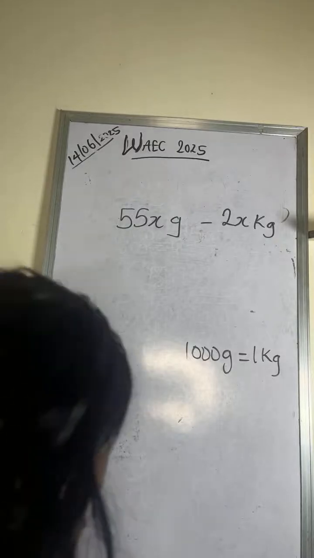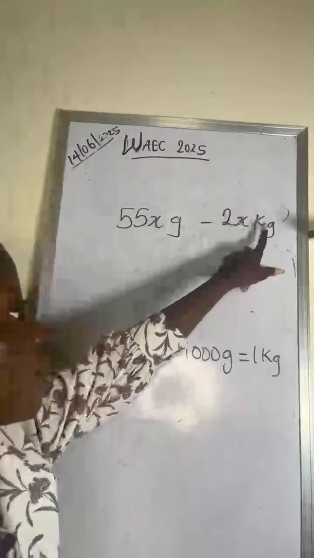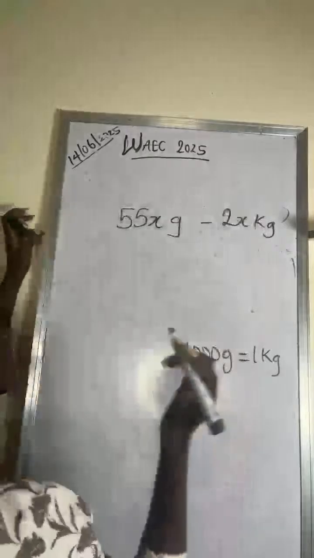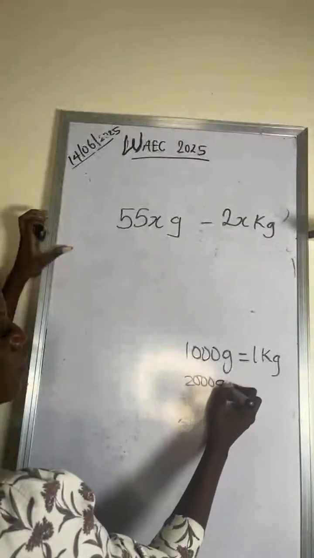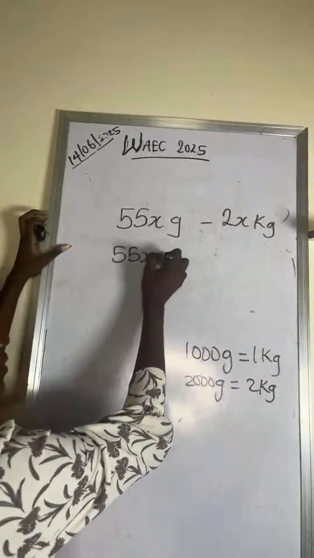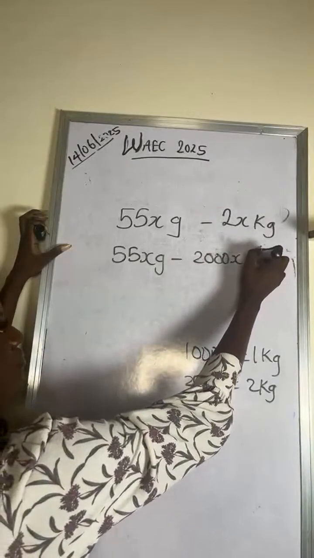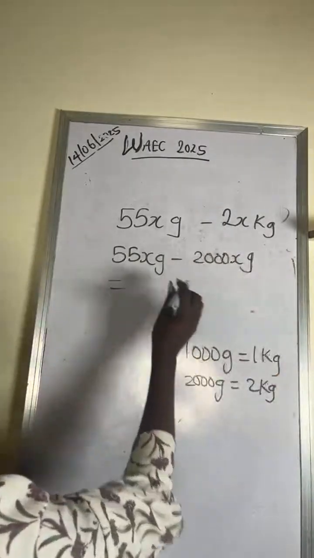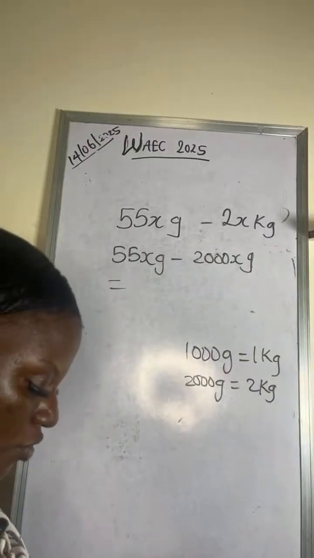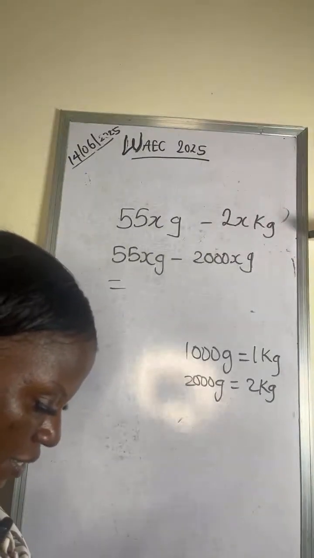So, yes, 1,000 grams equals 1 kilogram. So, for 2 kilograms to become grams, you multiply, right? So, 2,000 grams equals 2 kilograms. Therefore, we have 55x minus 2,000x. Right? So this gives you, using your calculator, the answers you see on the screen there. So let's see, are there other things that we can do?